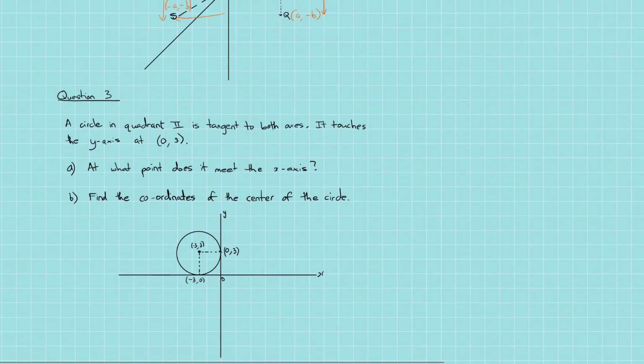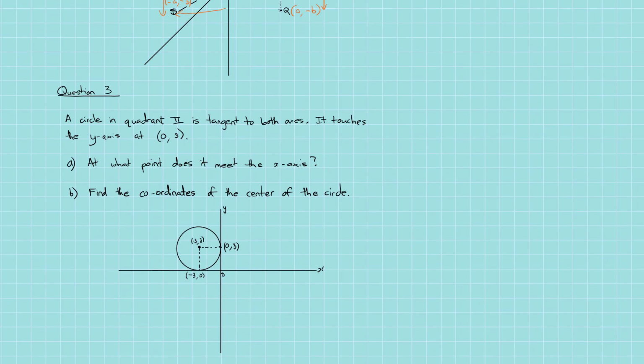Question 3 is a little different, but it just requires us to understand what tangent means. It says a circle is in quadrant 2 and is tangent to both axes, and it touches the y-axis at 0, 3. At what point does it meet the x-axis? And they want us to find the coordinates of the center of the circle. Remember that the quadrants are 1, 2, 3, and 4. So we are in the second quadrant as they want.